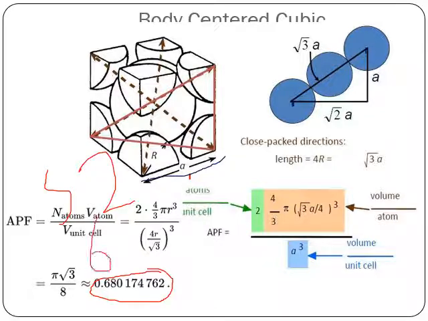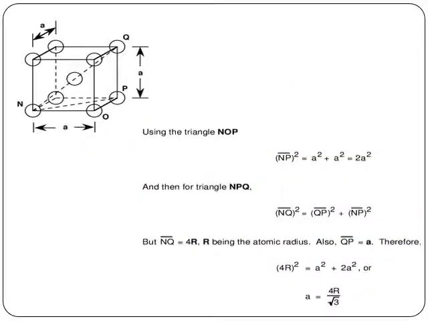But here it's 68%, a little more dense. There will be more atoms filled than in the simple cube. Just to understand, that's a very important thing in the body centered cube.